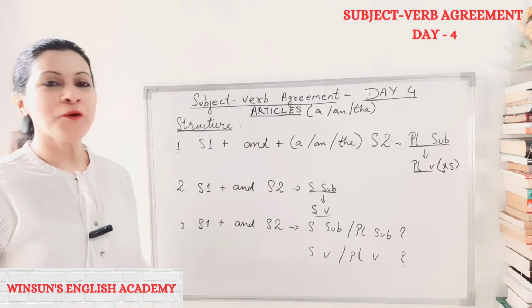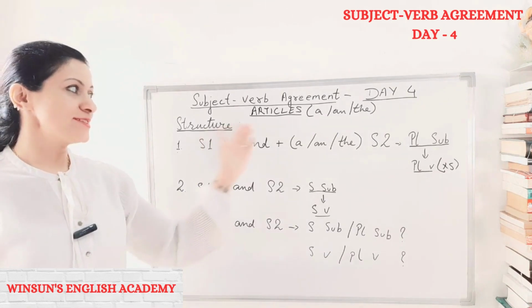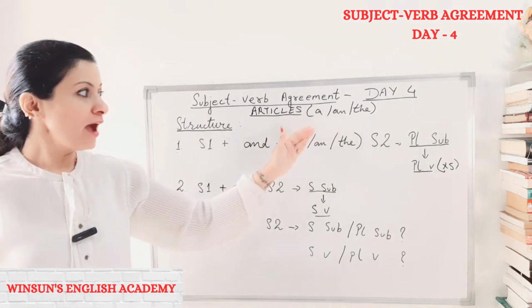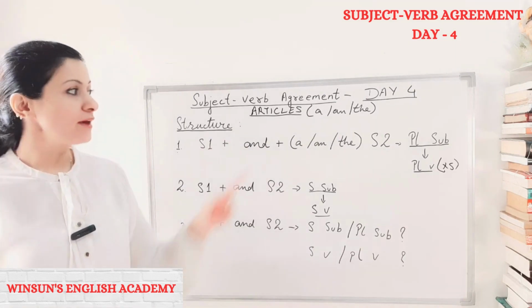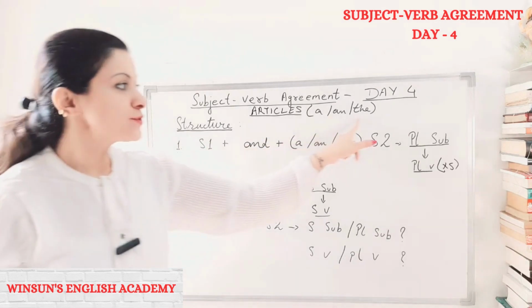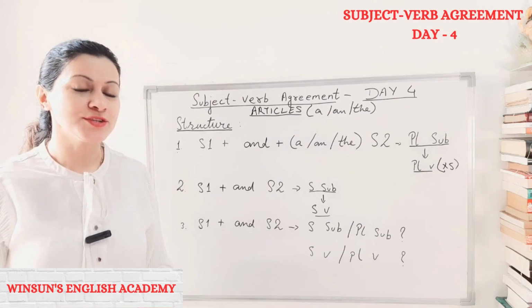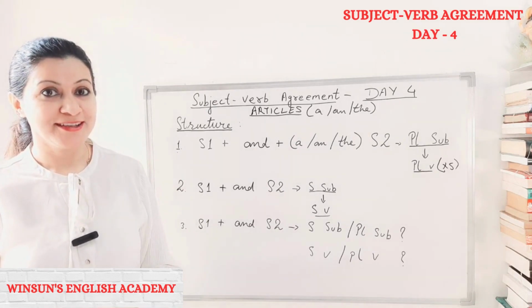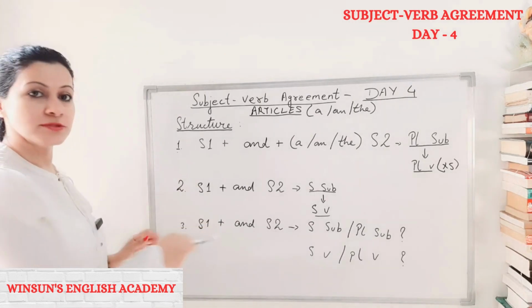Welcome to day 4 of subject-verb agreement. Today we are going to learn about these articles a, an, and the, and how we understand the correct subject-verb agreement when we have these articles in our sentences. Trust me, these are just 3 in number, but if we do not understand their correct application, we end up making mistakes. Okay, so in today's class, we are going to learn about 3 rules.